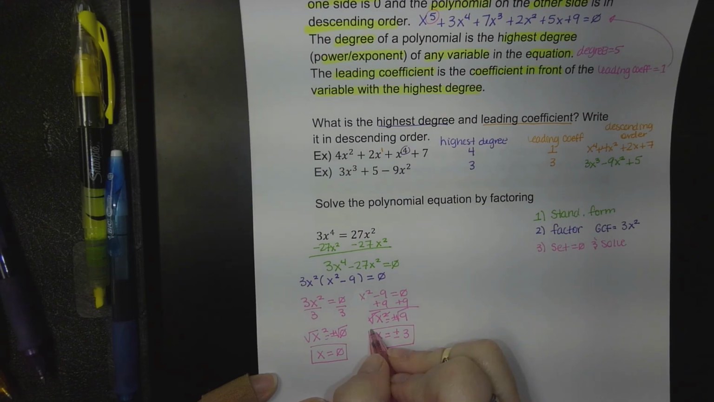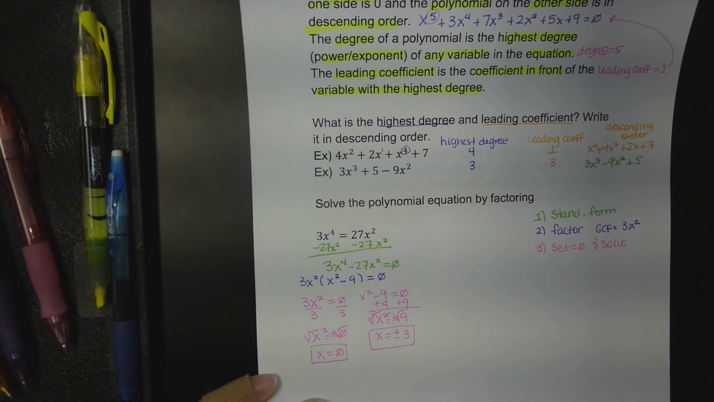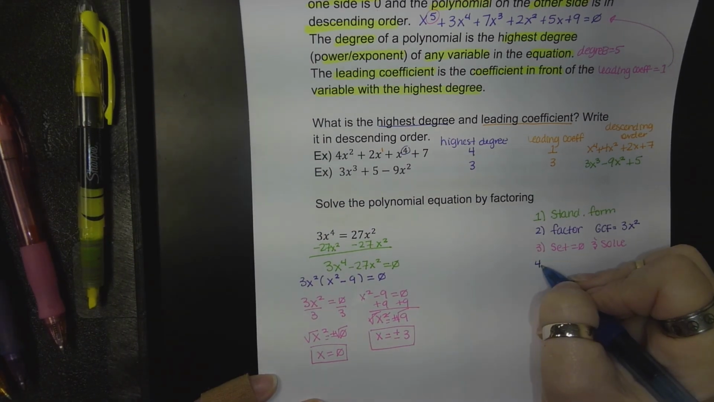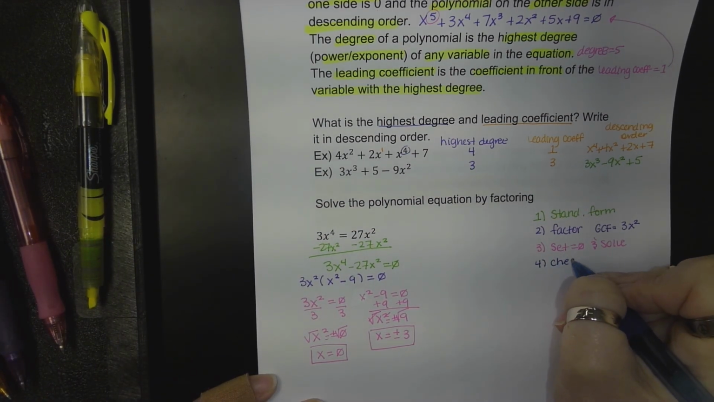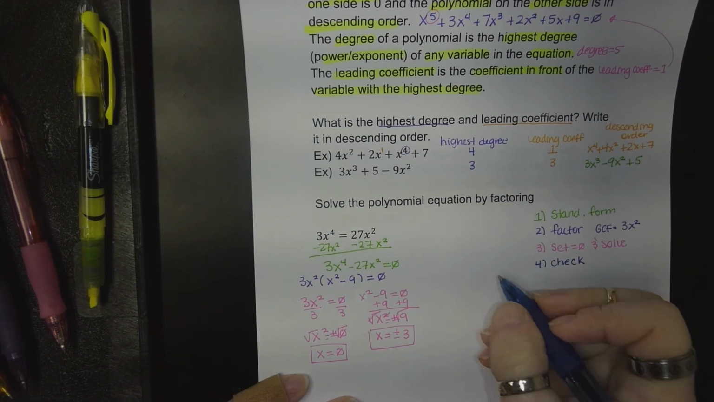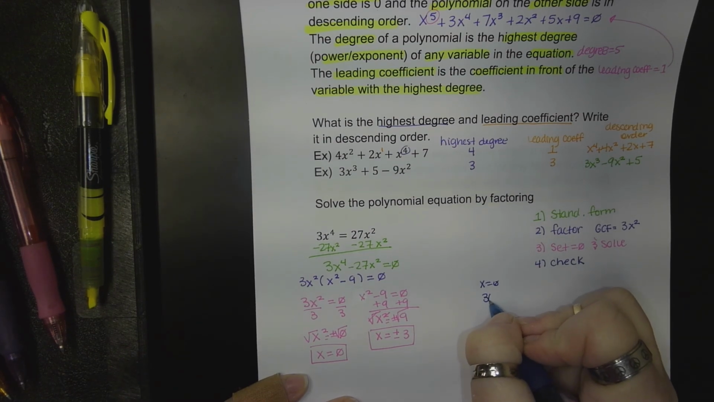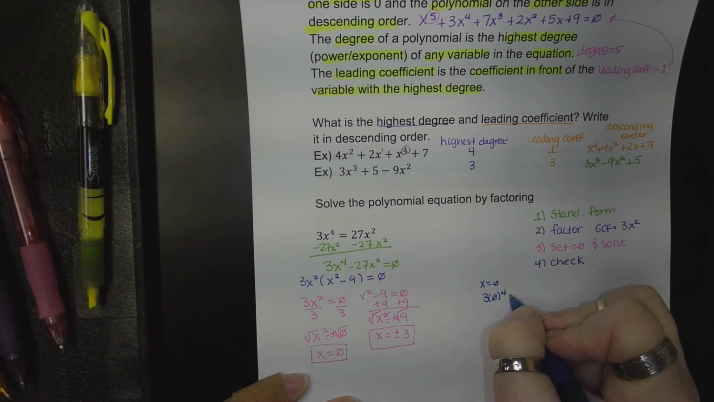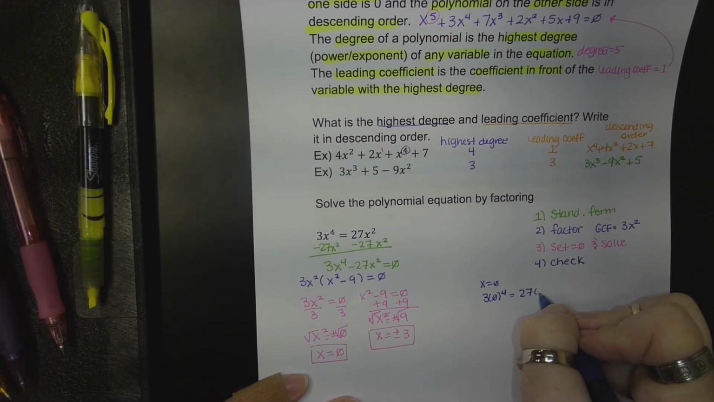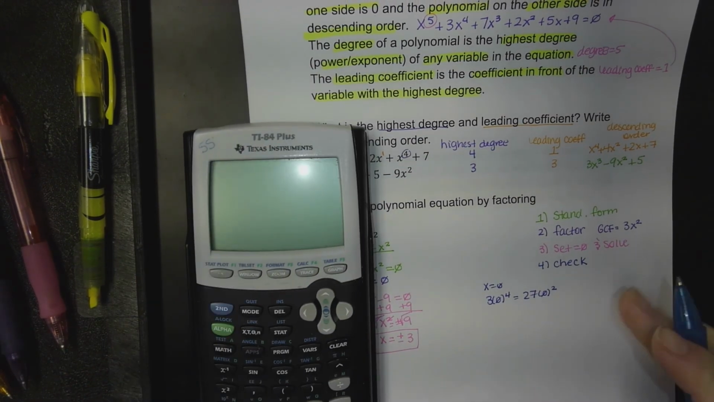So here is our other answer. And we always want to check these, so let's do that. And check them in the original, so if we plug 0 in, let's start with 0. This is our x equals 0. 3x to the 4th power equals 27 times 0 squared. We can do this on your calculator if you want.